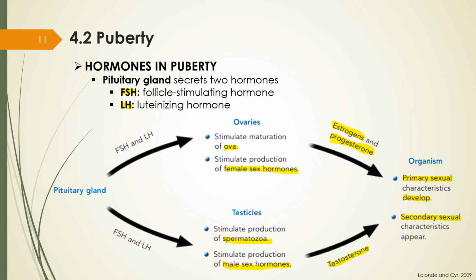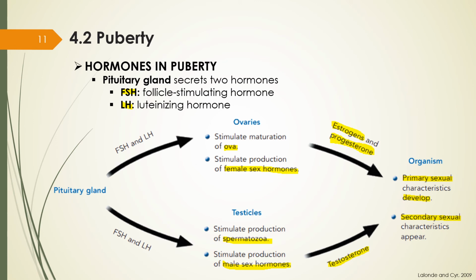Okay, I'm going to talk about this in the next slide. But just to summarize what we talked about here, your brain has a gland that's called the pituitary gland. Which hormones does this gland secrete? FSH and LH. What do these hormones do? If it's a girl, it's going to stimulate the ovaries. Okay, so it's going to stimulate the ovaries. And if you are a boy, it's going to stimulate the testicles.